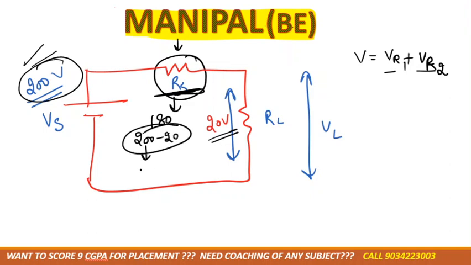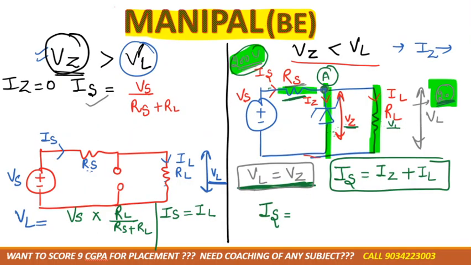So 200 is the supply voltage. 20 volt is the load voltage. So can I write down Vs minus VL? Now understood? So Is is how much? Vs minus VL divided by the resistance Rs. I convert Is in terms of V by R. Okay? Now understood?